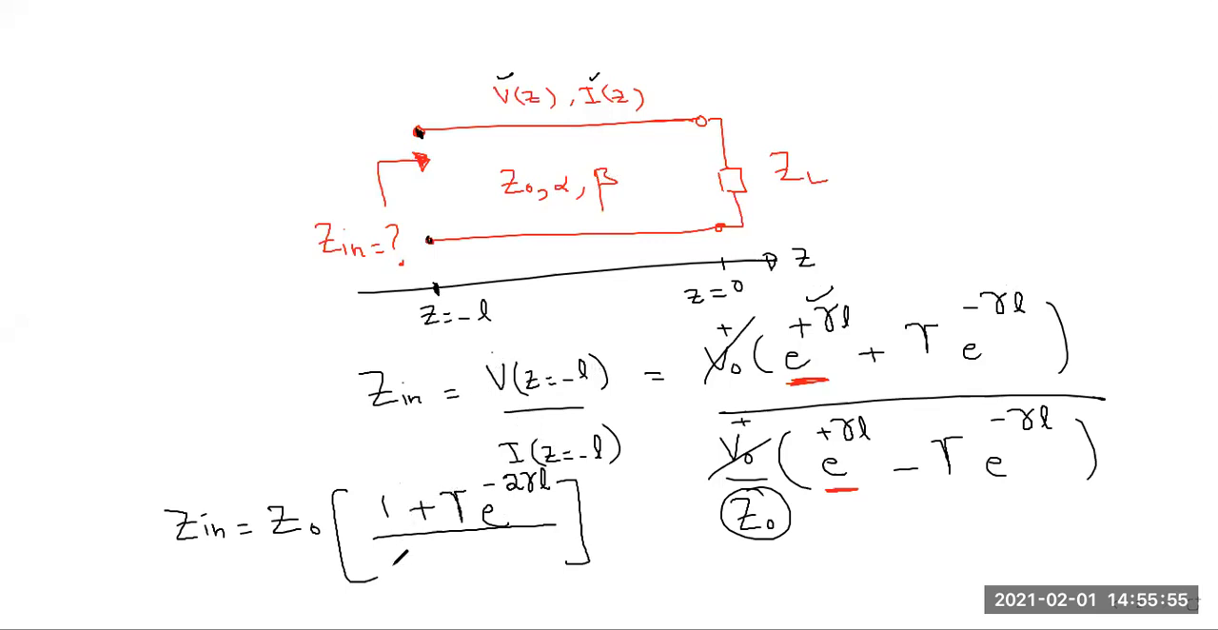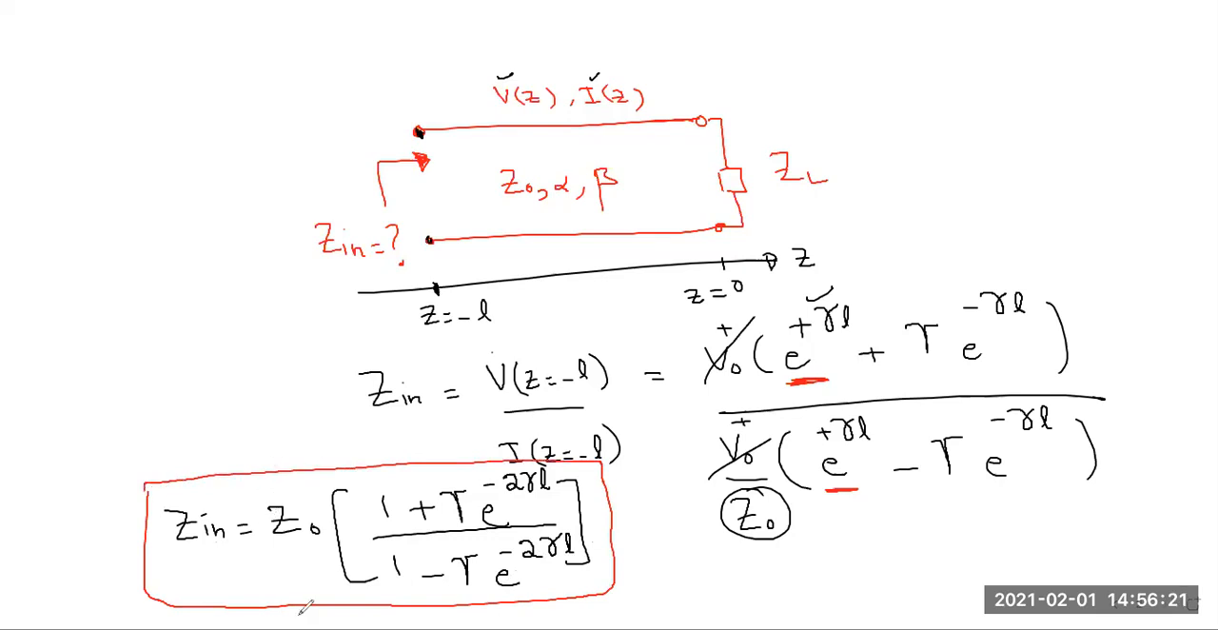Okay, and in the denominator you get 1 minus gamma e power minus 2 gamma into y. This is one expression of input impedance for a lossy line that you can use. Okay, but there is an alternate form, and that alternate form can be derived by replacing this gamma.